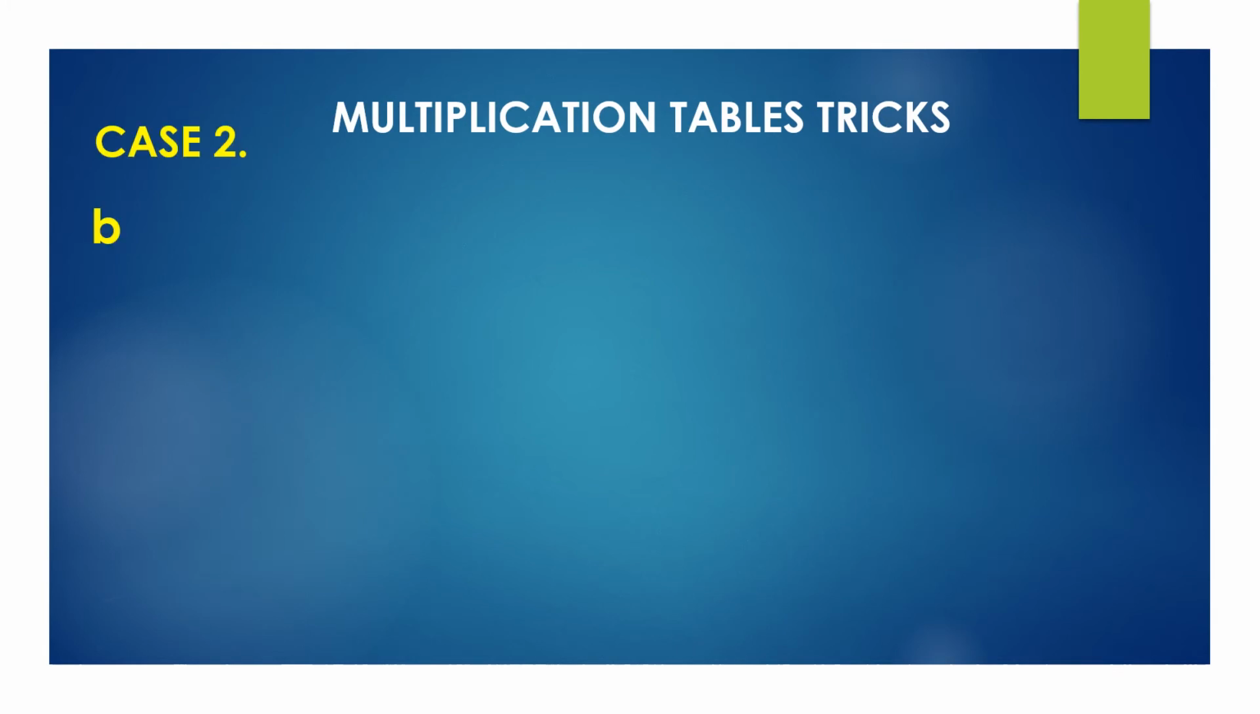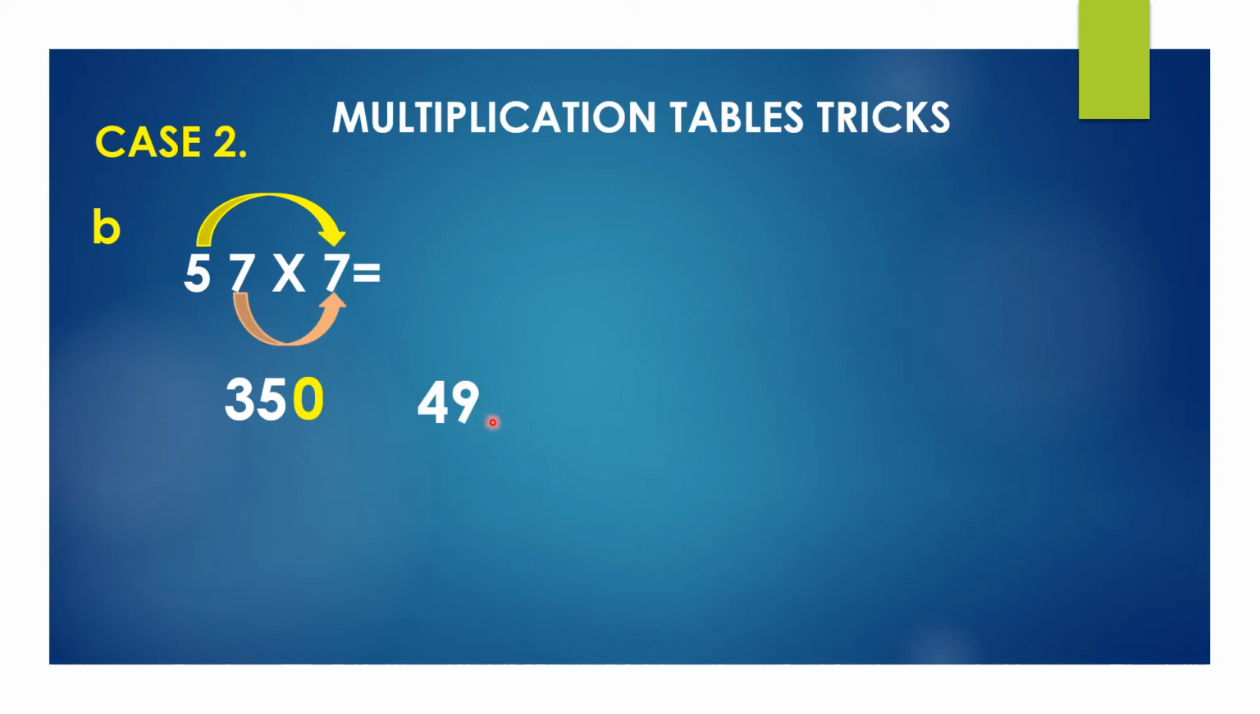Let's check with one more example for case 2. 57 into 7. First step, 5 into 7, it is 35. You write 35 and just beside 35, you take it as 0. Write it as 0, so it becomes 350. Next step, 7 sevens are 49. Now, you add both these numbers, 350 plus 49. So, it will be 399. 57 into 7 is 399.